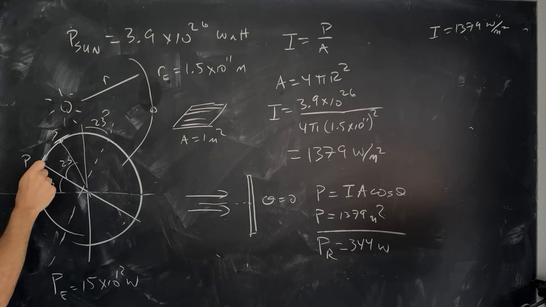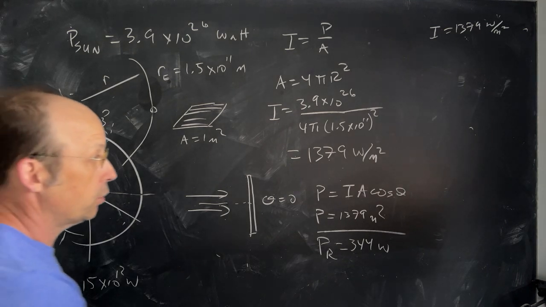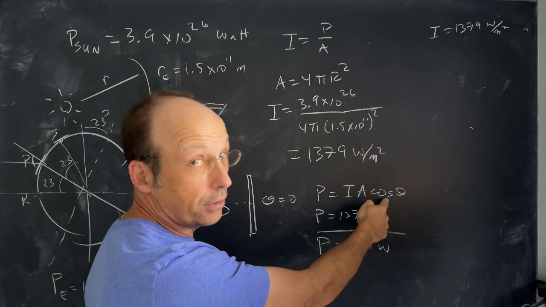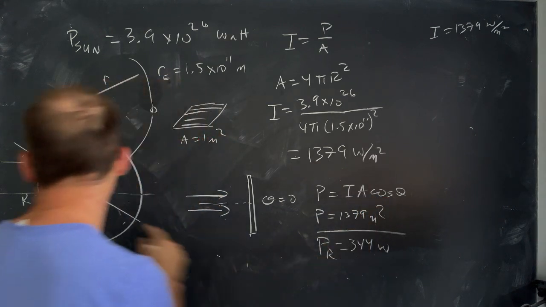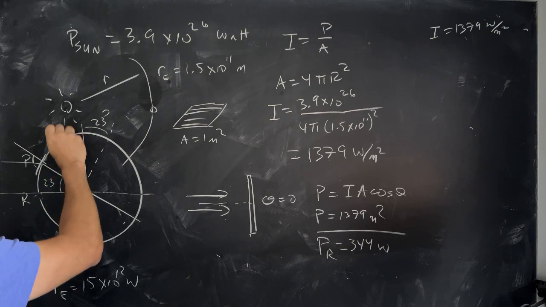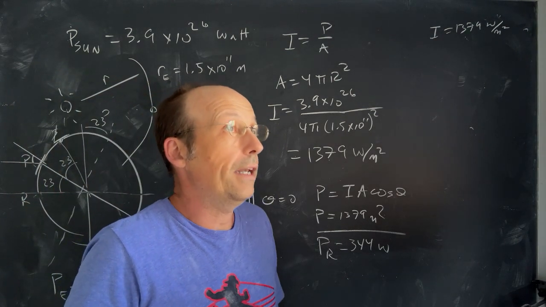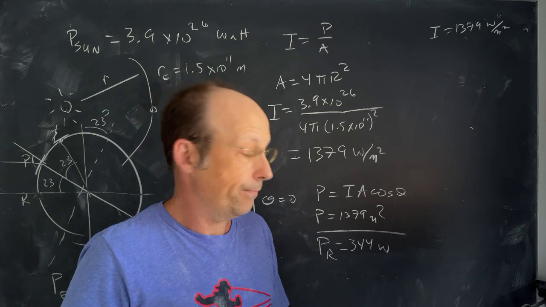But in this case, at that point, light's coming in here. Theta is greater than 0. So when I put in a number greater than 0, cosine is going to be less than 1. So the power here is going to be less. And the power there is going to be even less. And of course, unless, like I said, you tilt it. Okay. So you want that angle as small as possible.